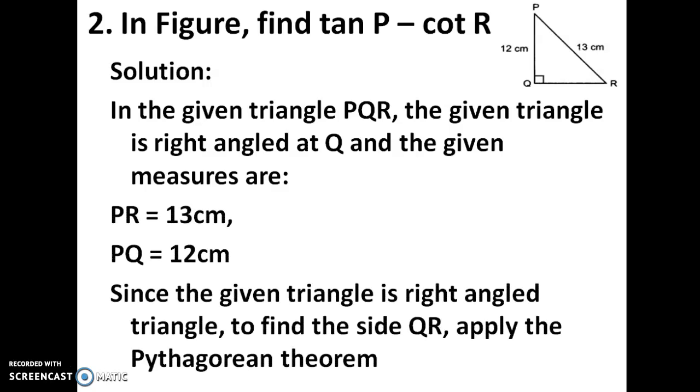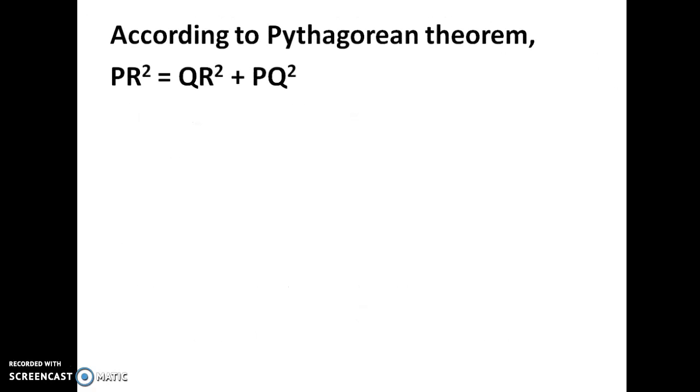So we have to apply the Pythagoras theorem. So PR square, that is your hypotenuse.